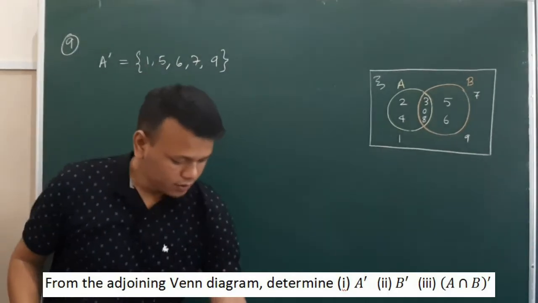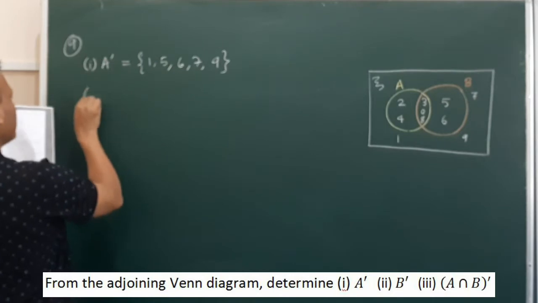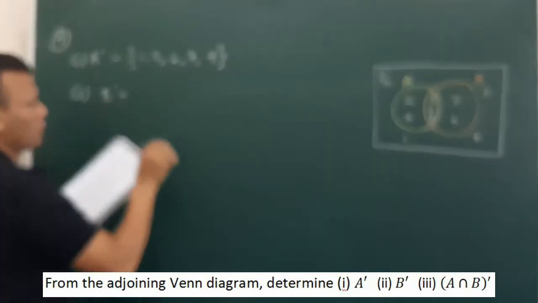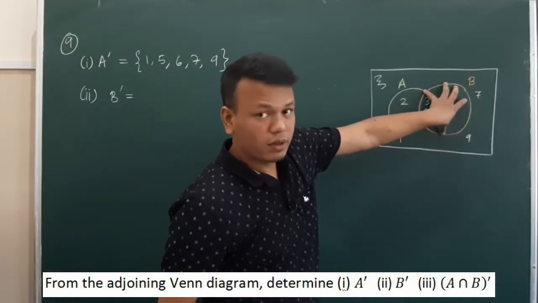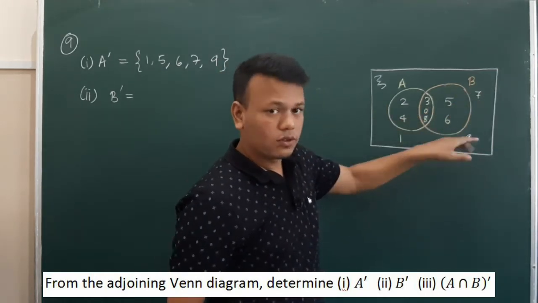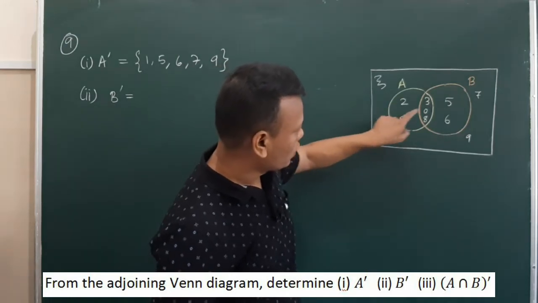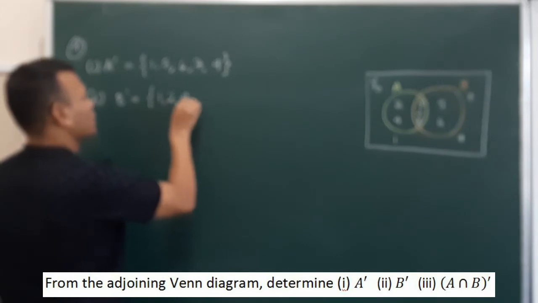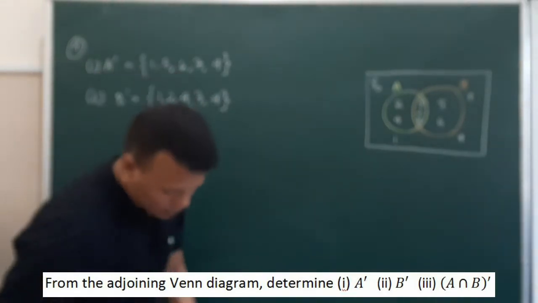The next part is, they are asking us to find B dash. So the elements outside B. This is my B. Outside this B we have got the elements 2, 4, 1, 7, 9. If you want to write in order, that will be better. So 1, 2, 4, 7, 9. This will be your B dash.